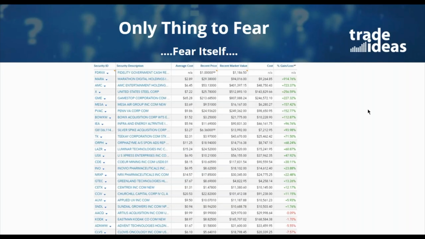And here's one of the cool things I can show you. What you're seeing here is my average cost, the recent price, the percentage gain and loss. But I want to show you what this looks like in a portfolio other than Trade Ideas, although I think you've seen a lot of these before. I just want you guys to see what it is that I have actually put my own money into. Marathon, 289. AMC, 645. US Steel, 722. GameStop, 65. Mesa Air Group, 3, Penn Virginia, 9.